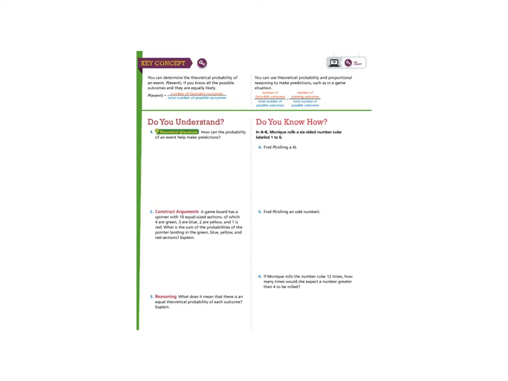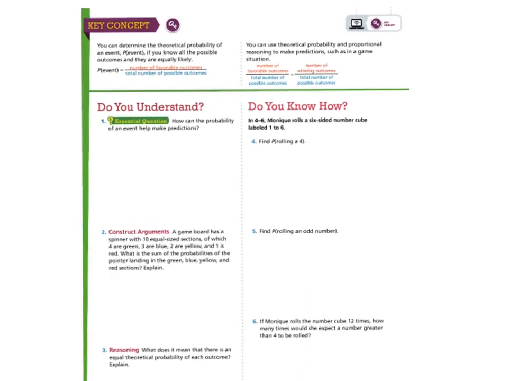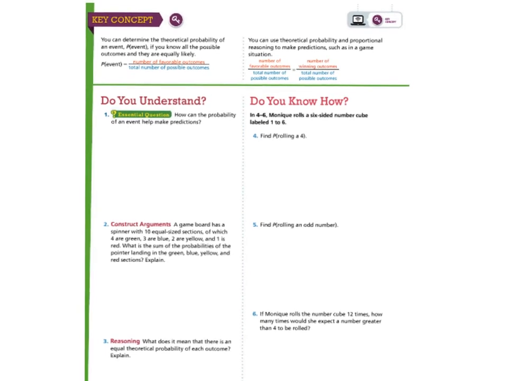On this page with the key concept, make sure you pay special attention to how the outcomes are determined. The probability of an event is equal to the number of favorable outcomes divided by the total number of possible outcomes. You can also use theoretical probability and proportional reasoning to make predictions, such as in a game situation. Now try questions 4 through 6 and come back and check your answers.